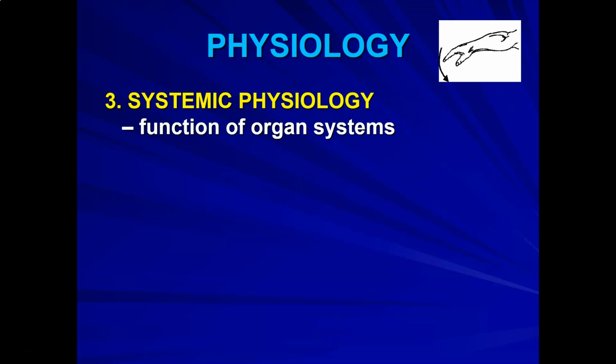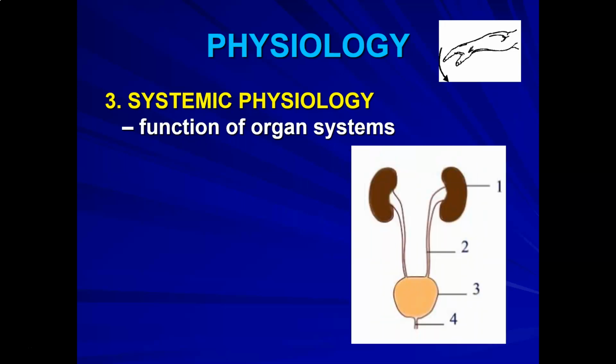We could look at the function of the entire system, how all of the parts of the digestive system work together to digest the food. Here's another example. We might recognize some of the anatomy, the kidneys, the urinary bladder, how it functions, how we make urine, how we pass that urine through the tubes.